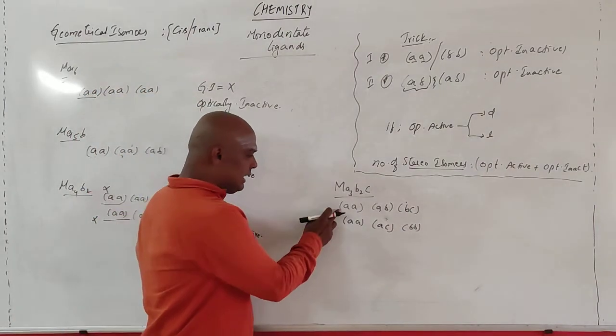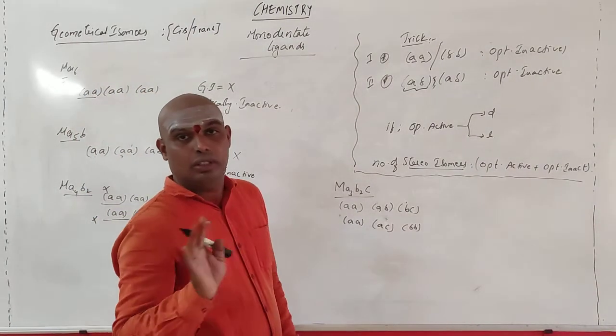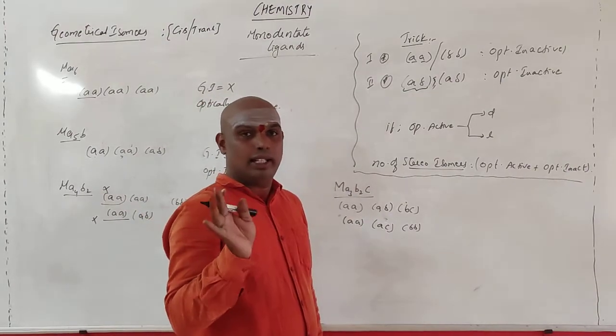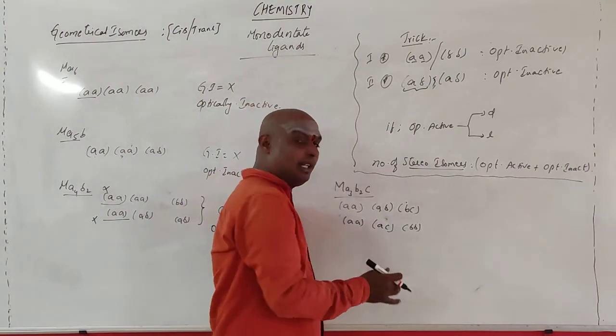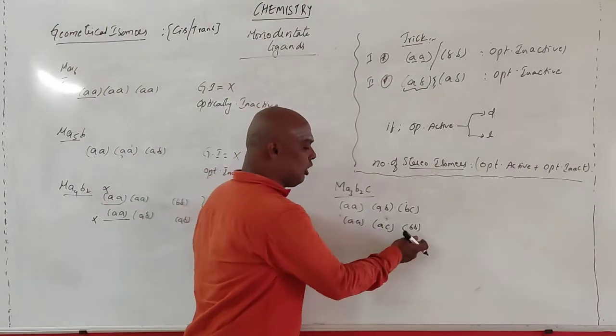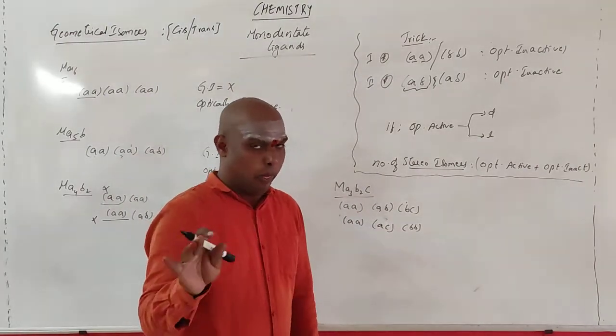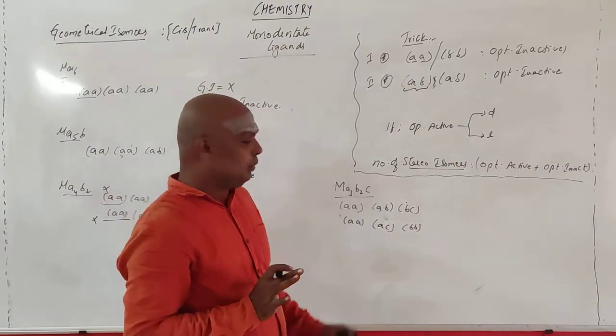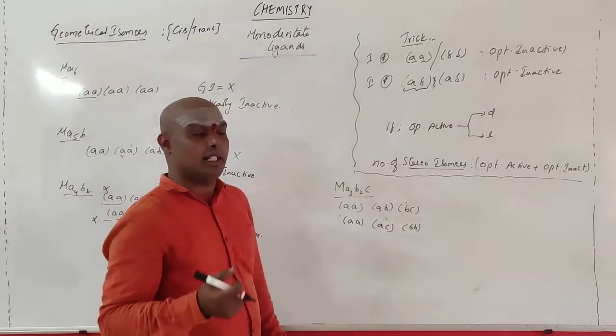Don't think that AA is there, here also AA is there, so no geometrical isomers. Not like that. Even one set is different, you can take into the consideration of geometrical isomers. Okay, even though there will be two common, one different, then you can take. Okay, here two are different, nothing you can take into the consideration.